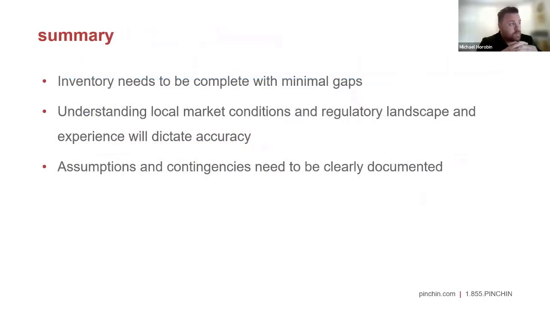In summary, the main idea that we want to get across is that your inventory needs to be complete with minimal gaps to give you the best ARO costing and most up to date. It's important to understand local market conditions and regulatory landscape, as well as experience. It will all help dictate the accuracy of your ARO reporting. Assumptions and contingencies need to be clearly documented. This is just so that in future years, you know what was assumed one year that may change year to year. You can easily update and update the public sector boards of your changes.